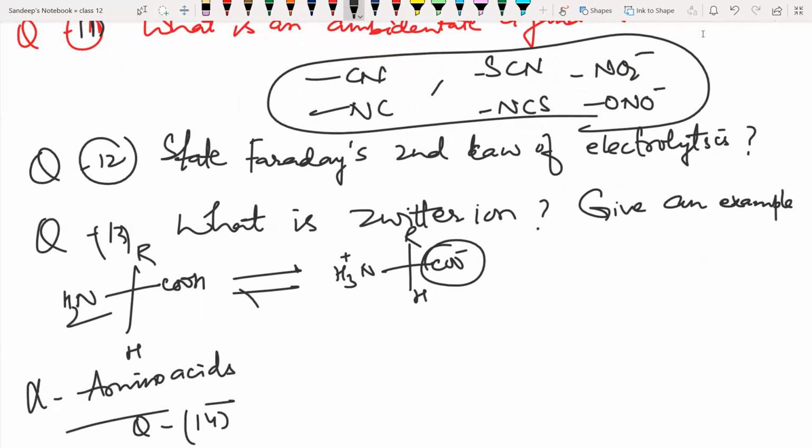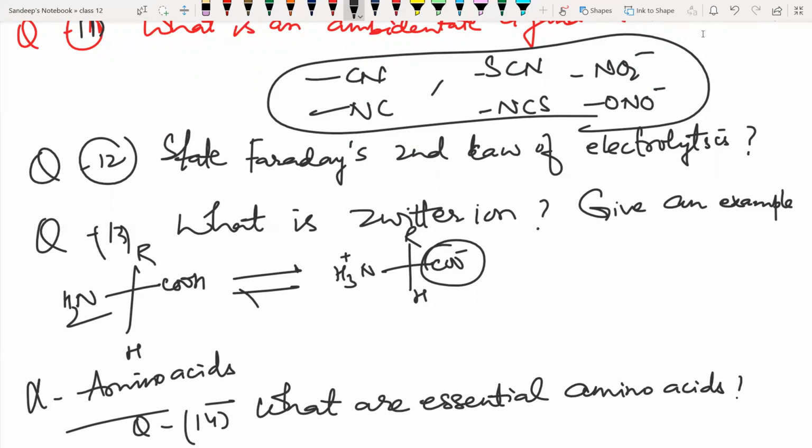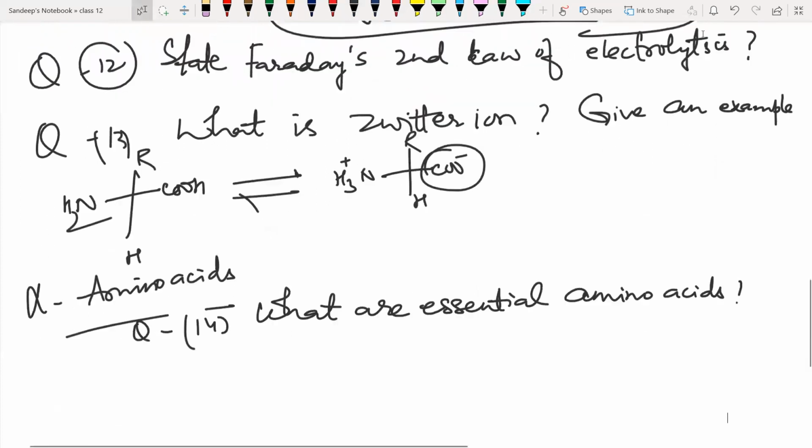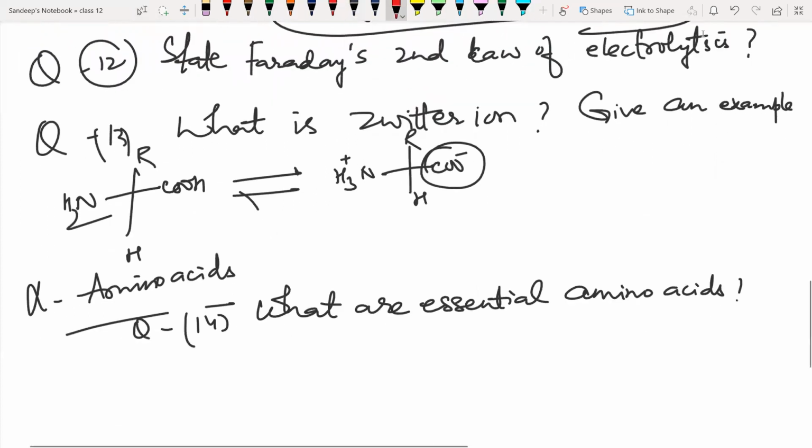Question number 14 is, what are essential amino acids? Those amino acids which cannot be synthesized in our body and must be obtained through diet. Give two examples. Here they are asking only two examples, so that makes the question very easy. You can find tricks based on this in my video.